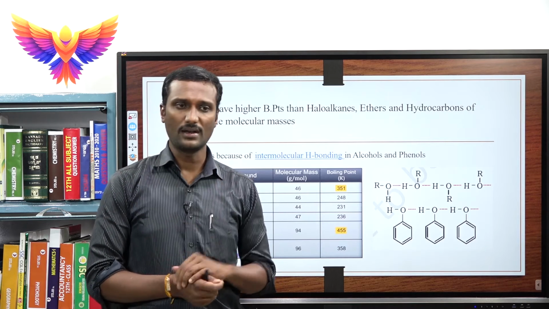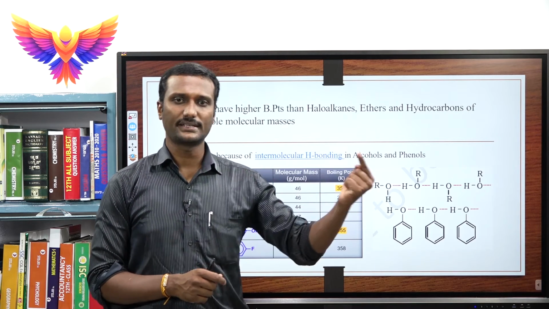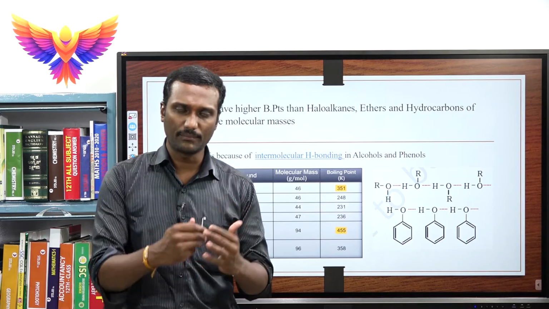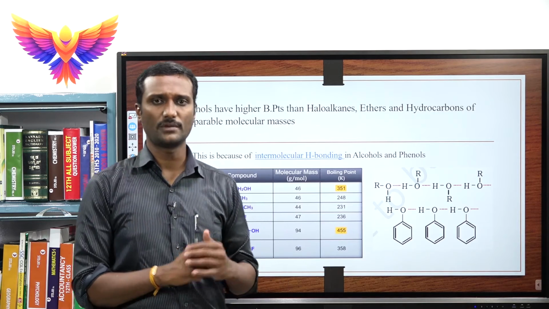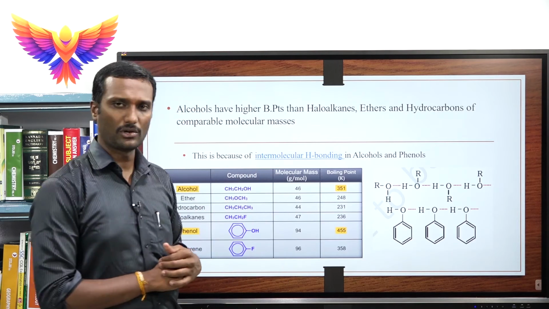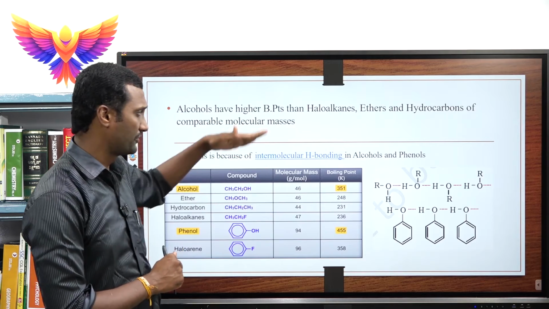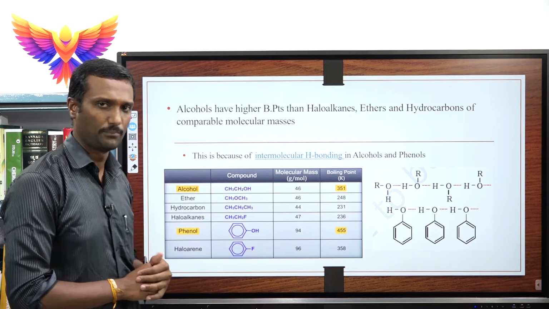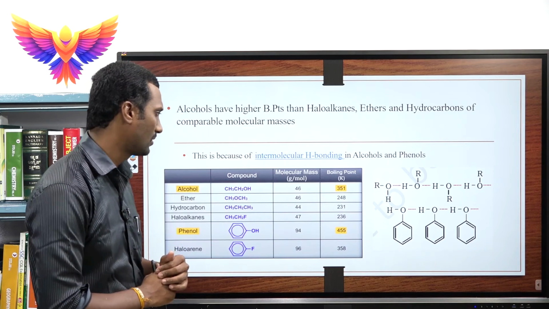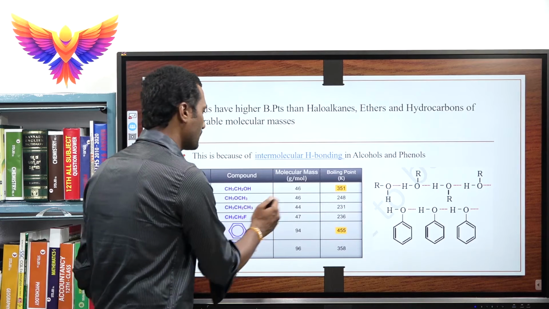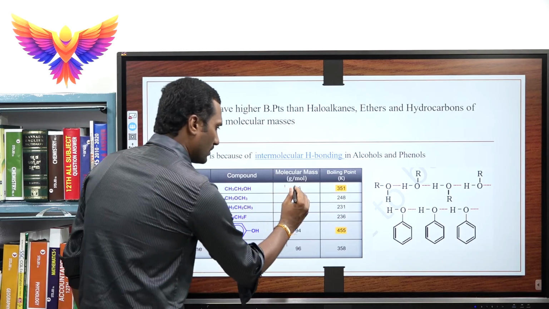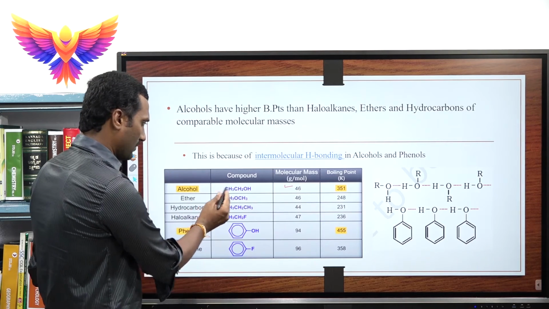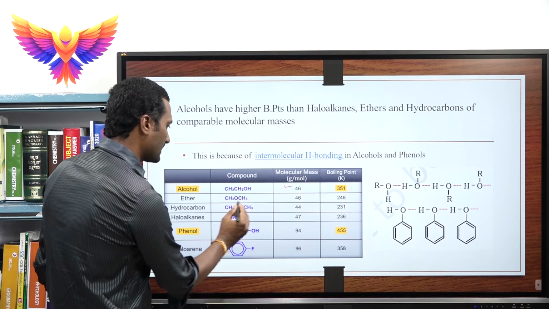C2H5OH is the alcohol, CH3OCH3 is the ether. Both have the same number of carbon atoms and the same number of oxygen atoms, hence comparable molecular masses. Let us see the boiling points. Initially I have taken the alcohol. The alcohol molecular mass is 46, that is ethanol, and again the same for the ether.